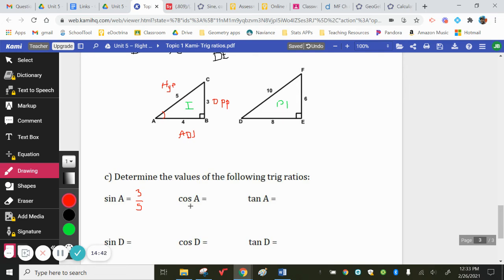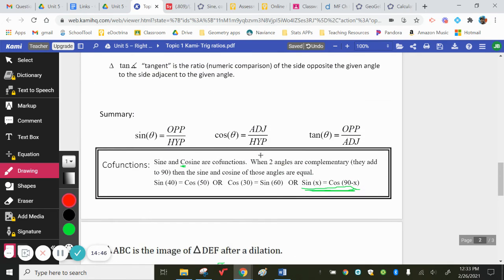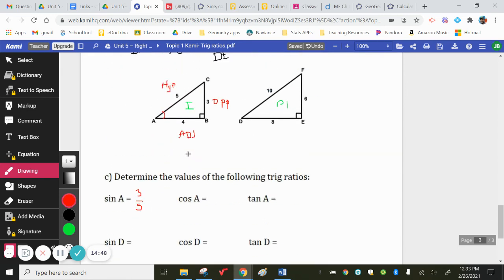The cosine of A is the side adjacent over the hypotenuse. Again, cosine is adjacent over hypotenuse. So cosine would be the length of the side, 4/5. And then the tangent is the side opposite over the side adjacent. So the side opposite is 3, the side adjacent is 4. Okay, so here's the sine of A is 3/5, the cosine of A is 4/5, and the tangent of A is 3/4.